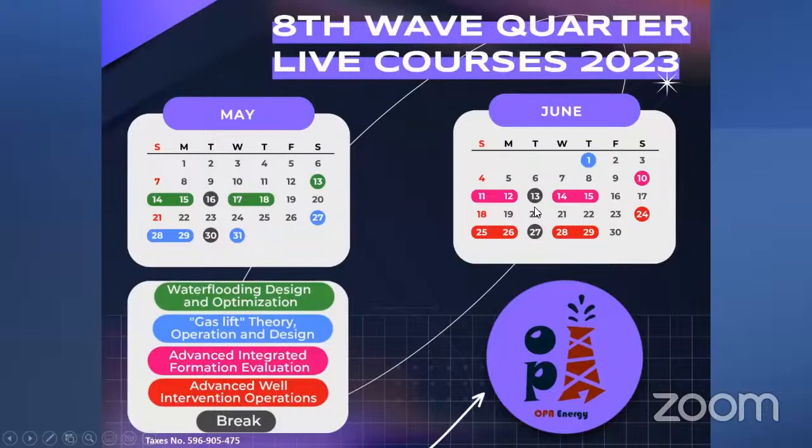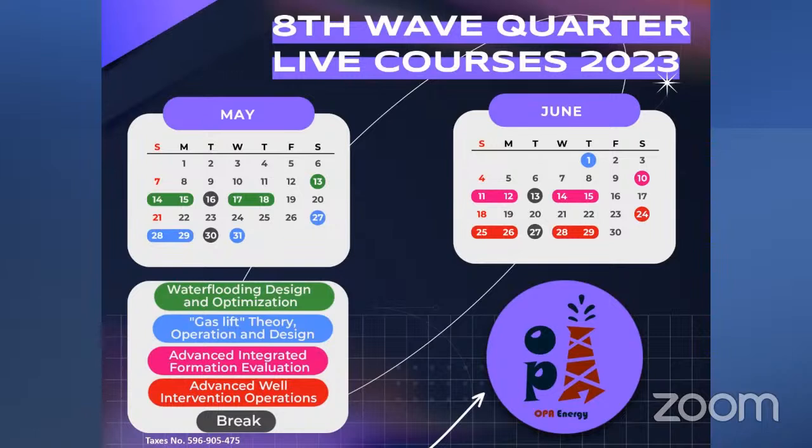So what's next? Our eighth quarter live courses plan, which is very interesting, in the upcoming 2 months. We have 4 interesting courses, starting with one of the most interesting topics, which we have a webinar about today: water flooding design and optimization. This course will take place on the 13th of May and will last till the 18th of May. We have 3 more interesting courses: gas lift theory and operation and design, which will start on the 27th of May and end by the 1st of June.